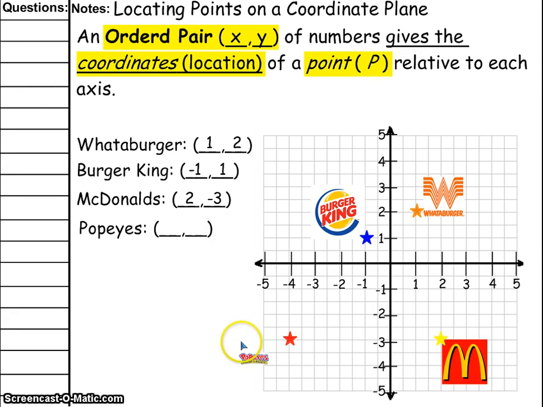And then last we're going to locate Popeyes. And here, again, starting at 0, I'm going to go along the x-axis and find the x-coordinate for Popeyes, which is -4. So that's going to go first in our ordered pair. And then I'm going to go along the y-axis until I locate the y-coordinate for Popeyes, which is at -3. So that's going to go second in our ordered pair. And so the location of Popeyes is -4, -3.